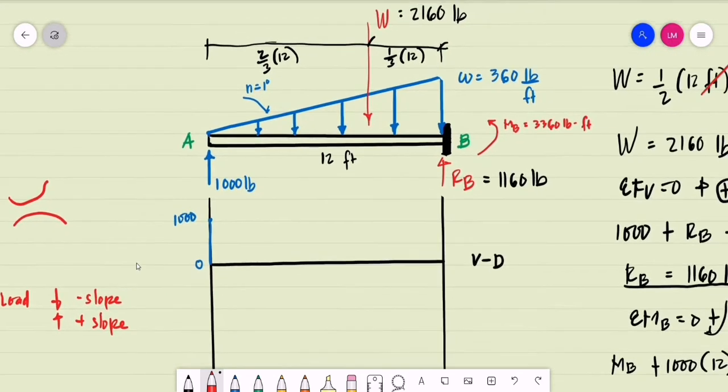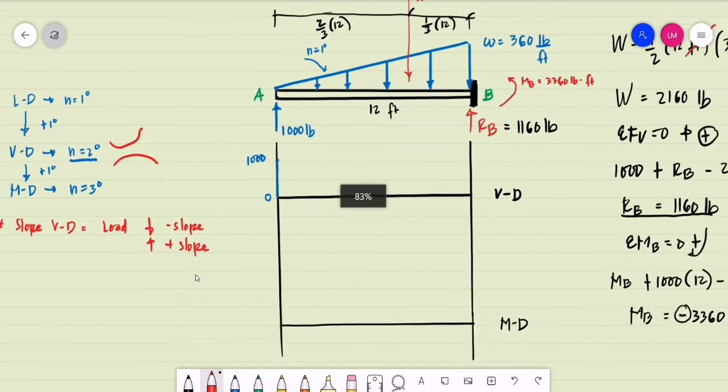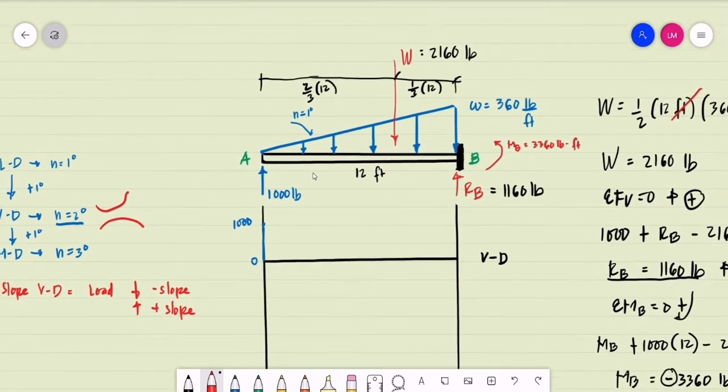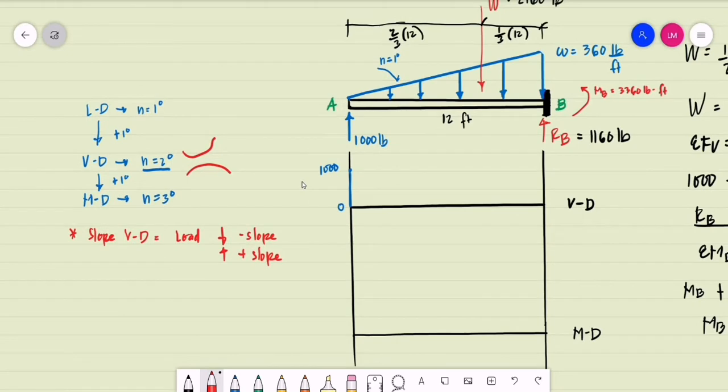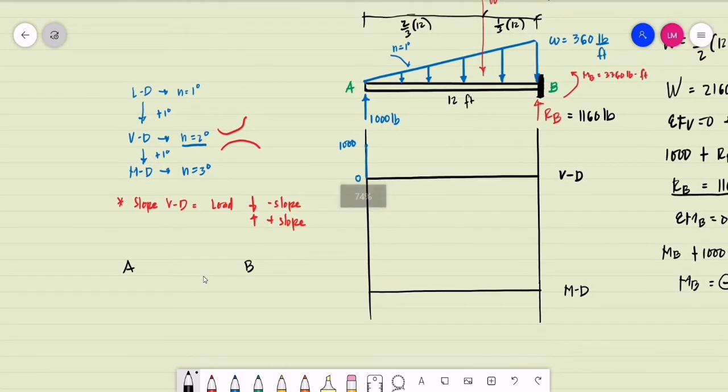Okay, if we are now to do the summation, that is basically 1,000 minus 2,160. We have these 2 points as our reference points, A and B, the 2 ends of the beam. What is the magnitude of the varying load at point A? The magnitude of the varying load at point A is 0. This corresponds to a 0 slope on our shear diagram. What is the magnitude of the varying load at point B? That is equal to 360, and it is downward, which corresponds to a negative slope.